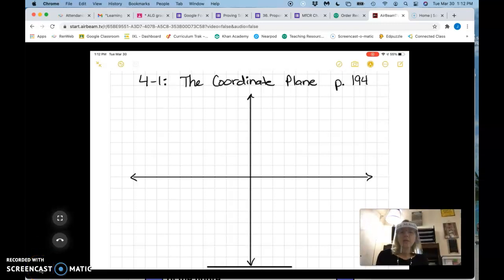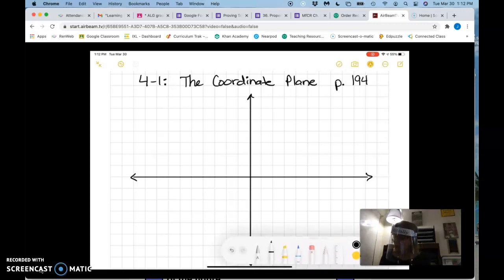Okay, today we're starting a new chapter, chapter 4, and section 1 in chapter 4 is on the coordinate plane. So what I want you to do right now is pause the video, copy this down in your journal, and label as many parts of the coordinate plane as you can remember. And then I'm going to go ahead and do it because these guys in class already did.